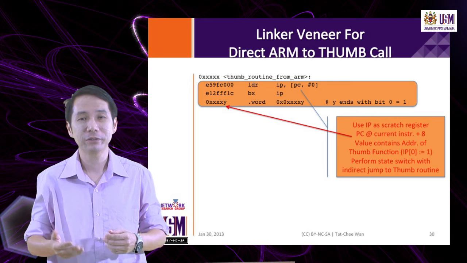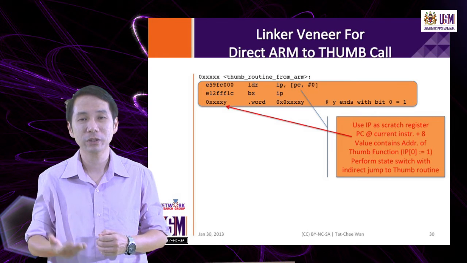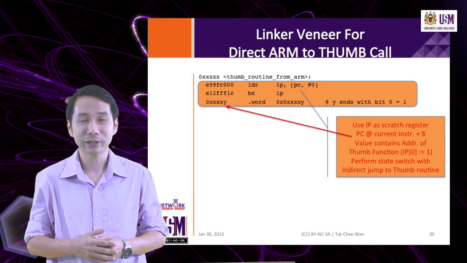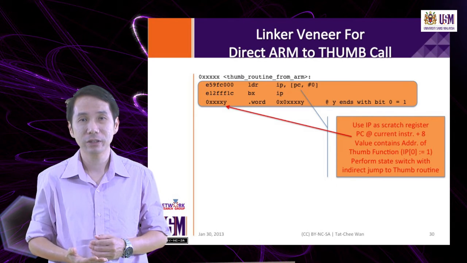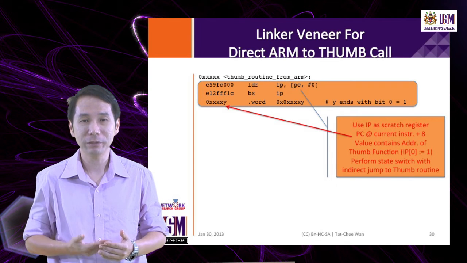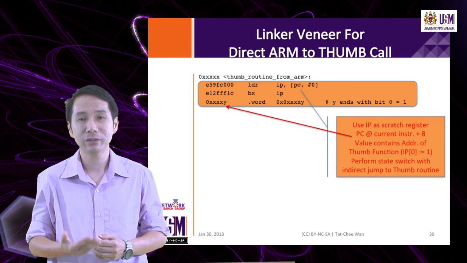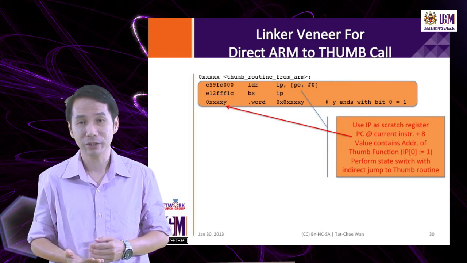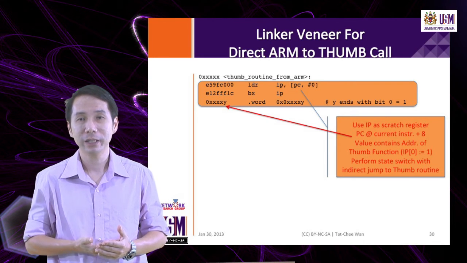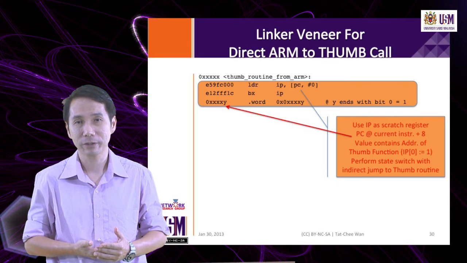The veneer generated for the direct ARM to thumb call is a bit more complex. First of all, we note that we will need to use a scratch register, the IP register, for storing the thumb routine address. This is stored in the literal pool in memory and is retrieved using the load register instruction from the address given by the program counter, which is pointing to 8 bytes away from the current instruction.